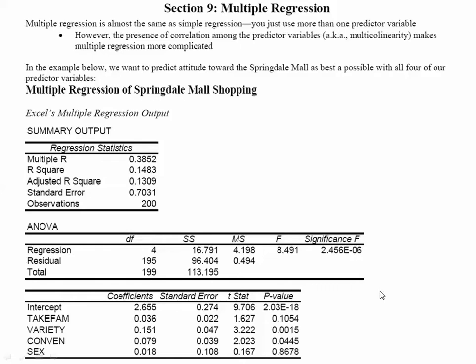variables. We're going to start with the same example problem that we had in the last section, where we have this survey that was done asking people about their opinion of Springdale Mall. And we're going to continue the same type of discussion about how important each one of these independent characteristics are on the overall attitude towards Springdale Mall. So let me pull this over here.